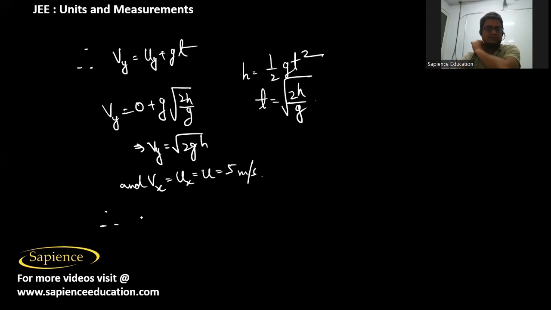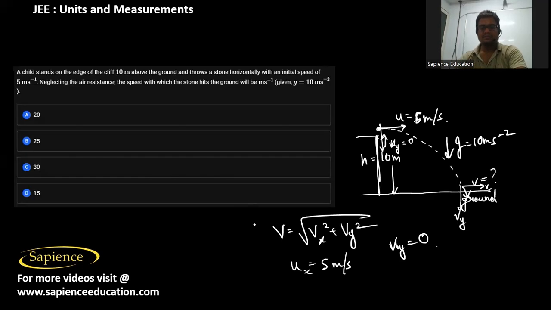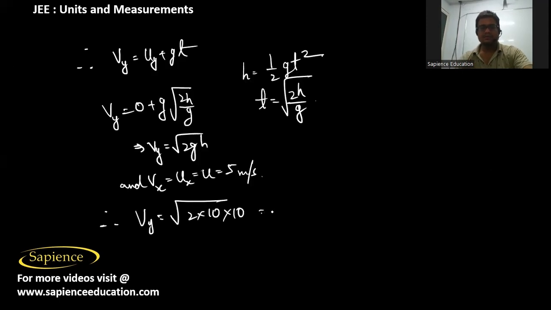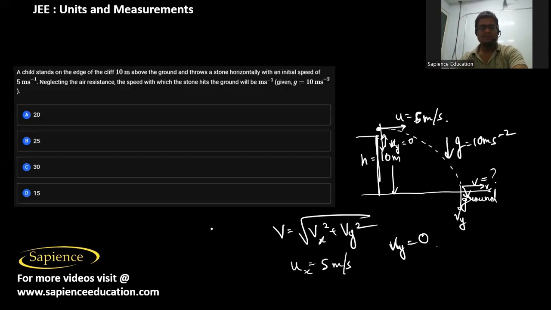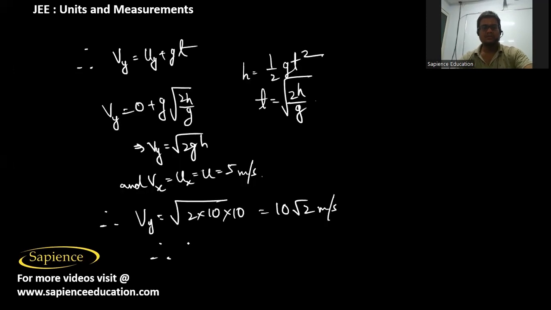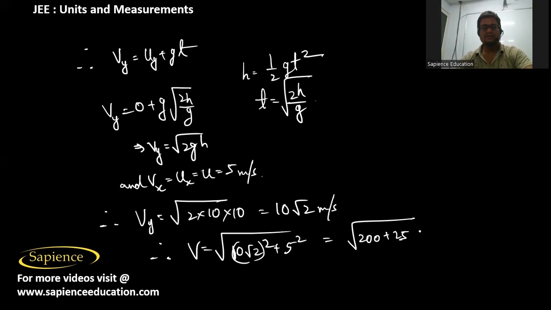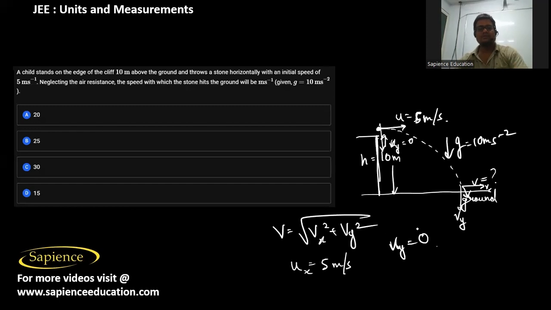So Vy will be equal to root over 2 into 10 into 10, h is also 10, so that will be equal to 10 root 2 meter per second. Therefore, the speed at which the stone hits the ground, v, will be square root of vx square plus vy square. So that will be 10 root 2 whole square plus 5 square, which is root over 200 plus 25. That is root over 225, which is equal to 15 meter per second. So option D is the correct answer.